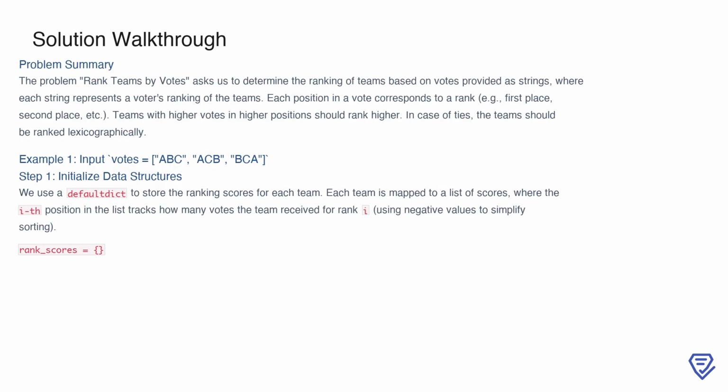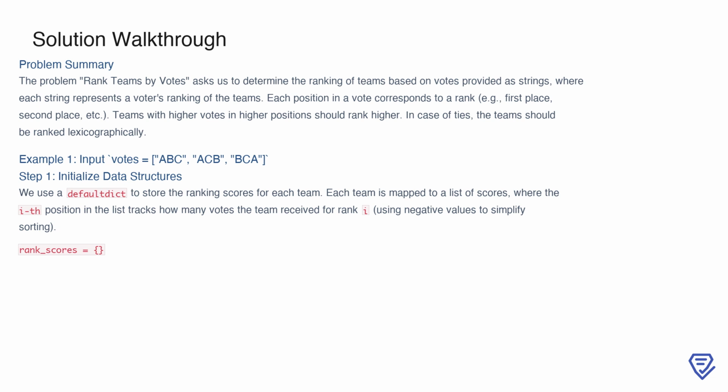In this problem, we aim to rank teams based on votes provided as strings. Each string represents a single voter's preferences, where the first character is their top choice, the second character is their second choice, and so on. Teams with more votes in higher positions will rank higher overall. If two teams have the same scores, we break the tie by ranking them in alphabetical order.